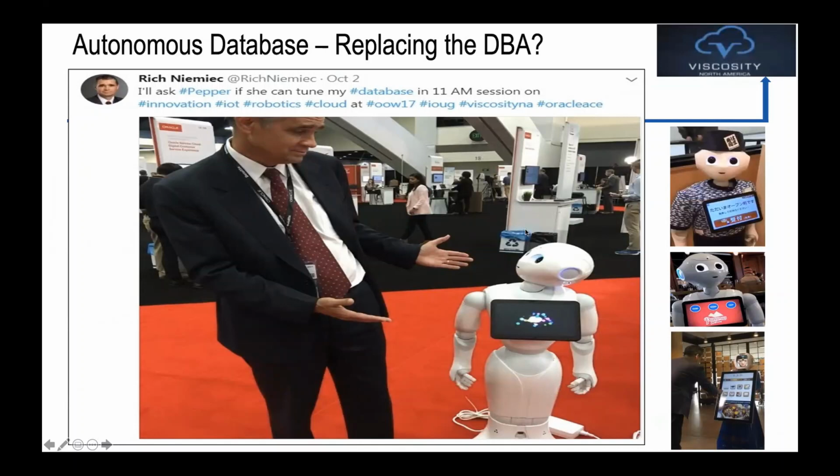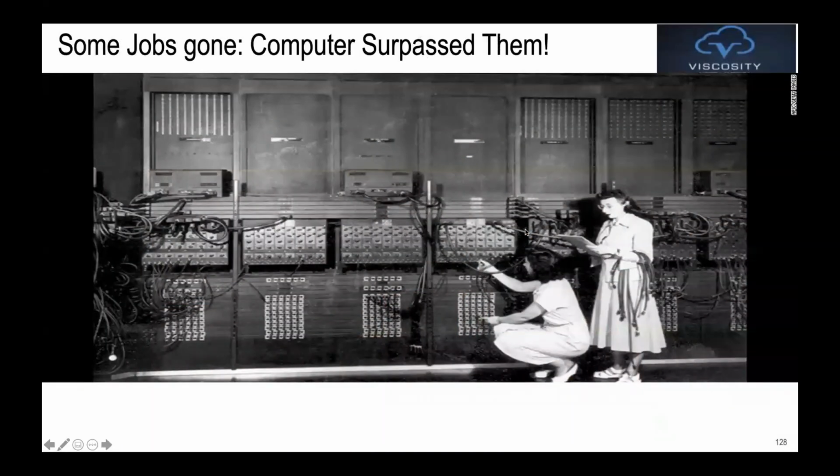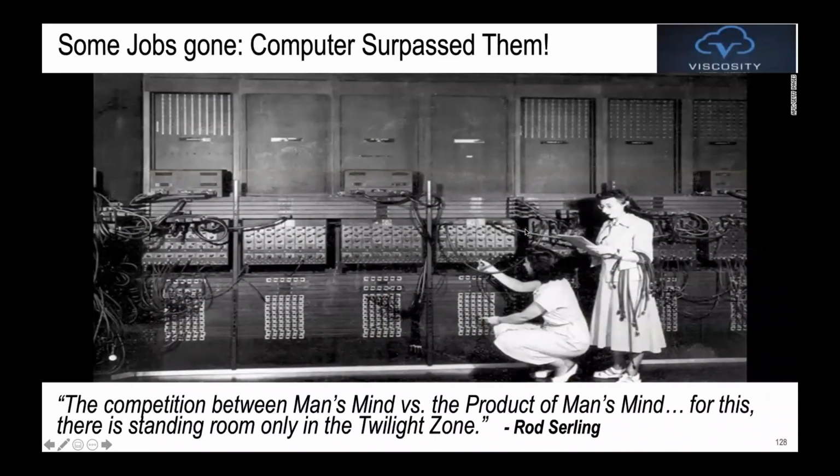Is it going to replace my job? Well, Rod Serling put it this way: the competition between man's mind and the product of man's mind, for this, they're standing room only in the twilight zone. Because we're always going to replace the work we have with something that we come up with.